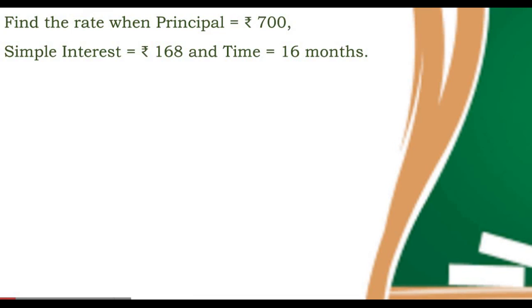Let's do another problem. Here we need to find the rate, and the principal, simple interest and time taken are given. The time taken is given here also in months. So let us calculate: time taken is 16 months or 16 by 12 year, or it is equal to 4 by 3 year.